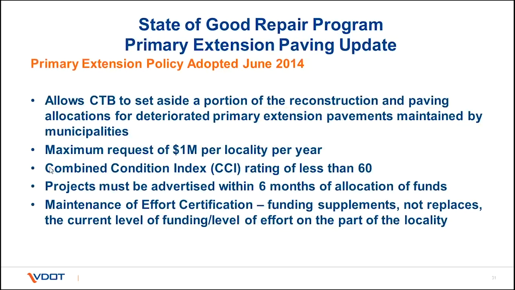So the current primary extension policy was adopted by the CTB in June 2014 and became effective July 1st, 2015. The policy currently allows localities to apply for a maximum of $1 million per year per locality for segments that have a CCI rating of less than 60. Under the current policy, these segments or projects must be advertised within 6 months of receipt of allocations. In addition, localities are required to acknowledge that any funding received supplements, not replaces, their current level of funding by checking the maintenance of effort certification box in the SMART portal.